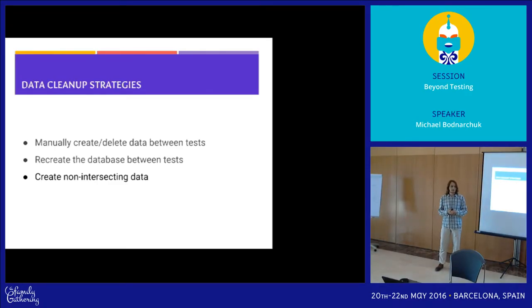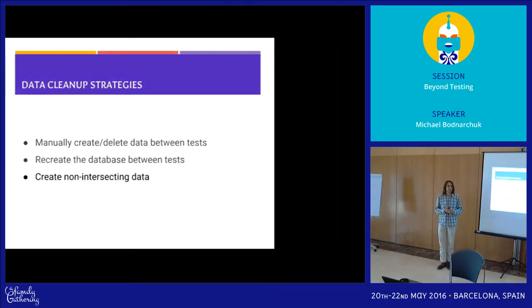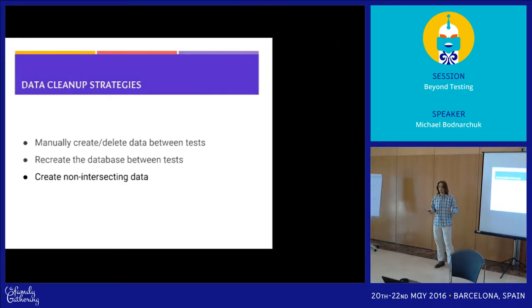And the third one is good for acceptance tests, probably where you don't have access to the database. Sometimes it happens that when you're testing an external site, you don't know about its data storage. So in this case, you should create non-intersecting data and be ensured that this data is really unique for this test. And this works too.